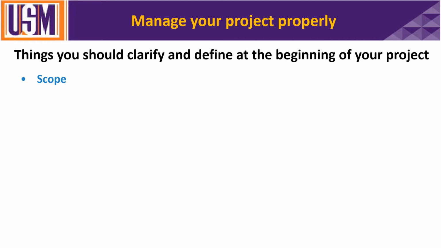So the scope is the wall around your house. Nobody asks you about what is outside. People ask you only what is inside your scope. So it should be defined. Then the objectives should be very clear: what you want to do, how you do it, and how you measure your success.